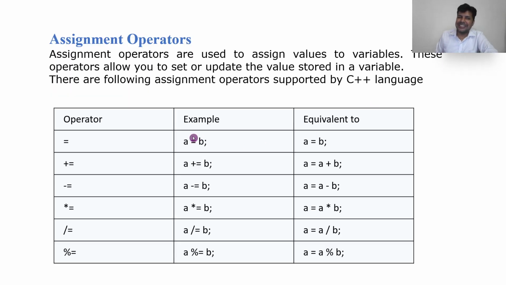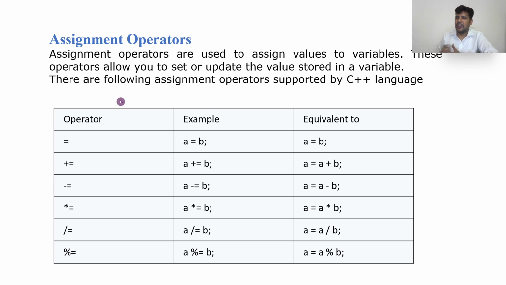Our next operator is the assignment operator. Assignment operators are used to assign values to variables. This operator allows you to set or update the values stored in a variable. These are the following assignment operators supported by the C++ language.